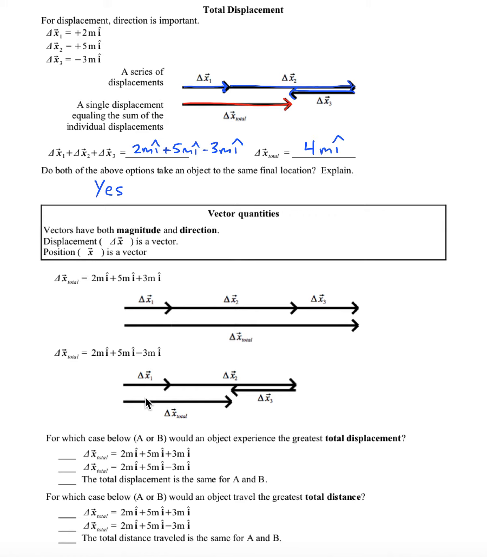Now, let's take a look at this. What if a person were to walk 2 meters to the right and 5 meters to the right and then 3 meters to the right? Compare that to walking 2 meters to the right, 5 meters to the right, and then 3 meters back. In which case would an object experience the greatest total displacement? And in which case would an object travel the greatest total distance? Think about that for a moment.